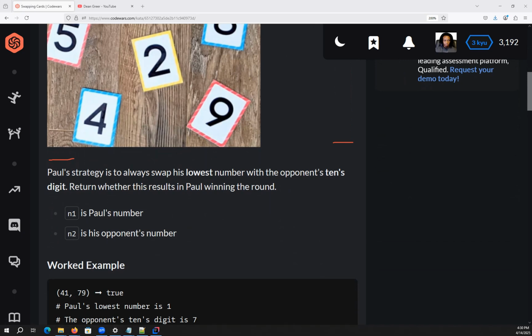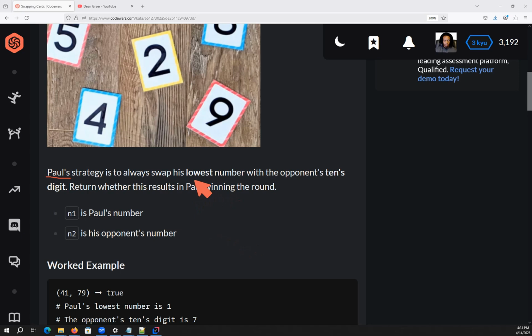So we're going to assume the role of a player called Paul in here, and we're going to use his strategy to play the game. Paul's strategy is to always swap his lowest number with the opponent's tens digit. Return whether this results in Paul winning the round.